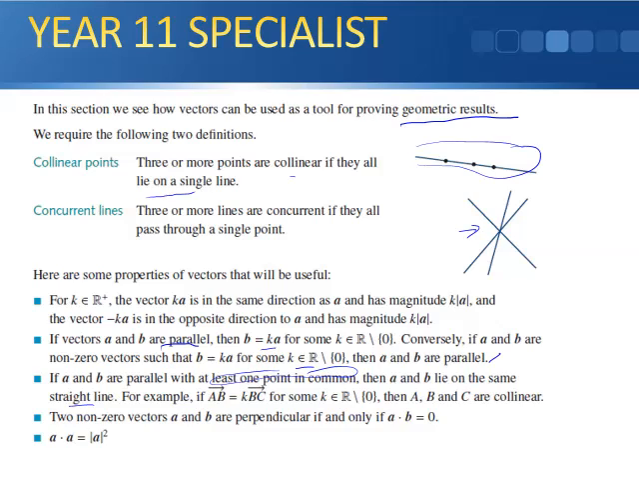An example: if AB equals k BC for some value of k, of course not 0, then A, B and C are collinear. Two non-zero vectors a and b are perpendicular if and only if a dot b equals 0. And of course a dot a is the same as the magnitude of a, all squared.